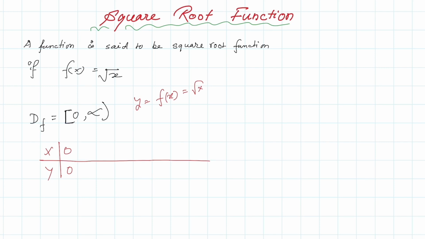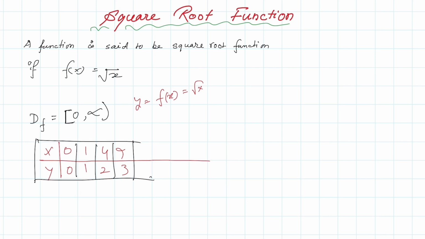Okay, so if you put x is equal to 1, then y will be equal to 1. If you put x is equal to 4, then square root of 4 is 2. And if you put 9, then square root of 9 is 3. So these are the values. Let us put those values on those points on a Cartesian plane.